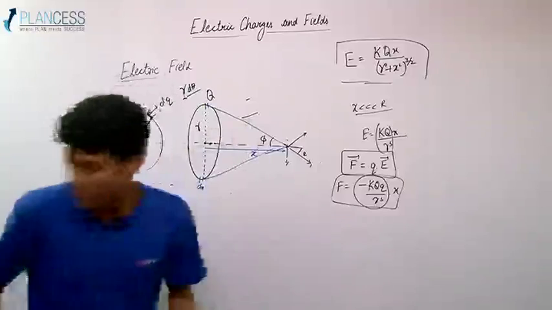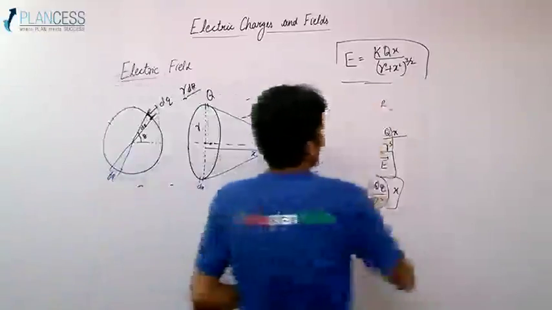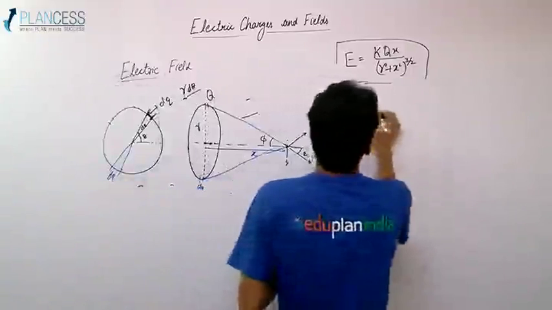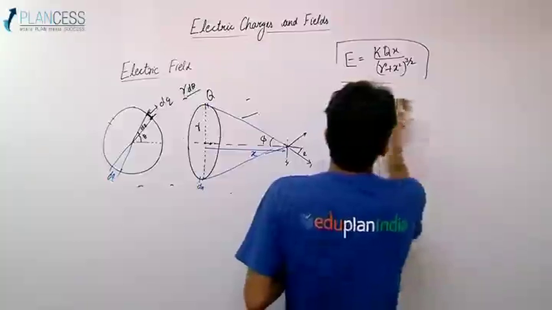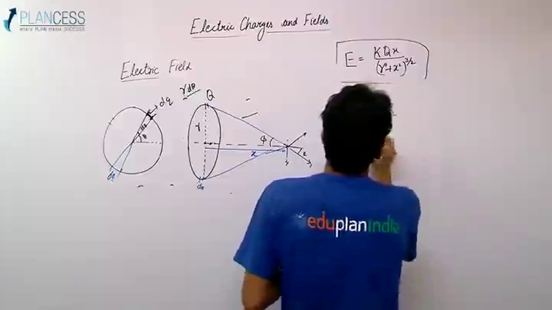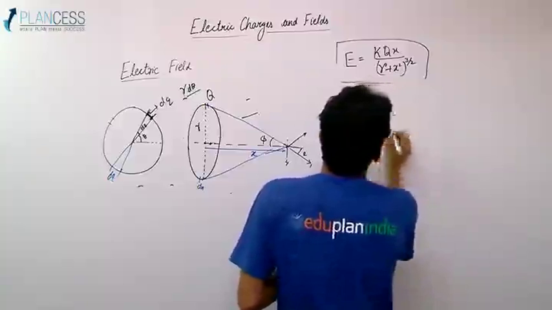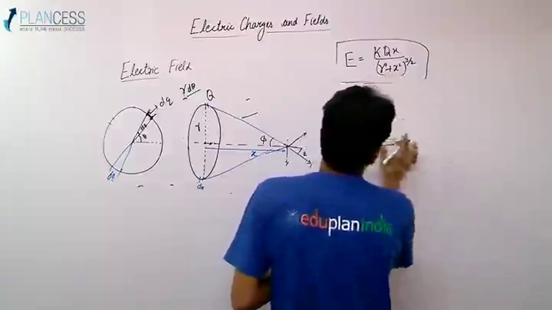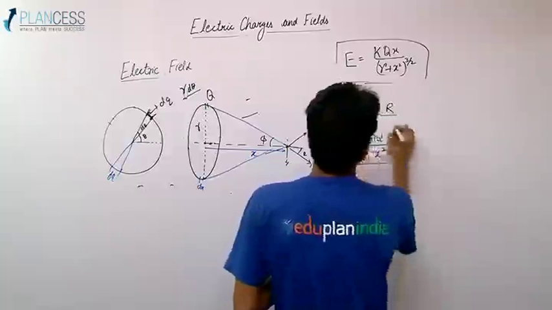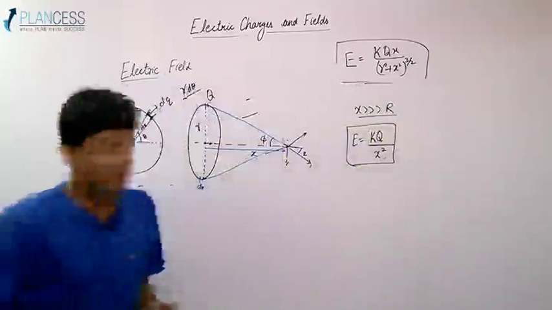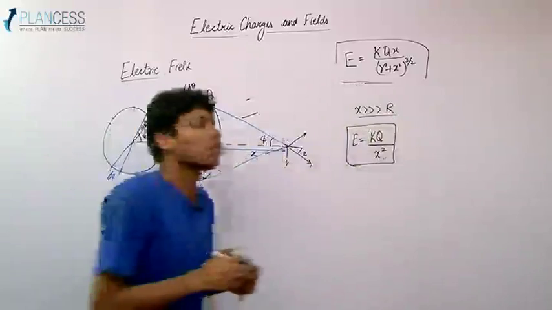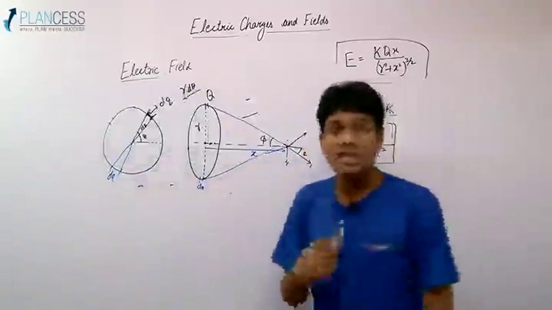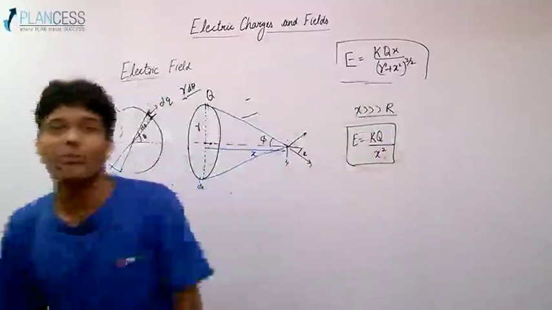One more point to be noted here: if x was not very much less than r, but x was much greater than r, then the electric field will come out to be kq x upon x cube, since r square can be ignored. So x and x get cancelled out, and it will be kq upon x square. So we can see that E equals kq upon x square is a similar formula to E equals kq upon r square, that was for a point charge.